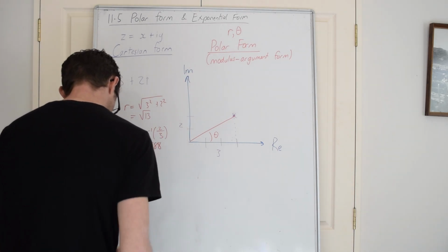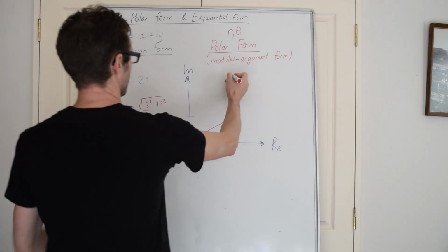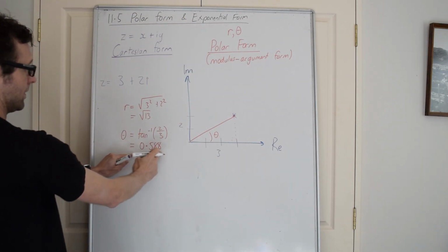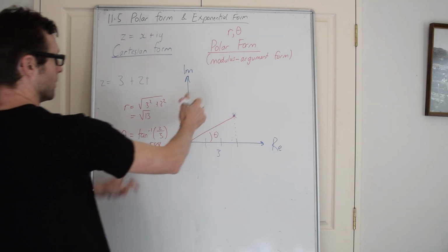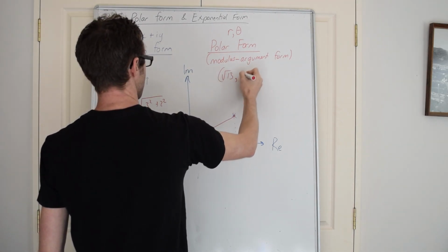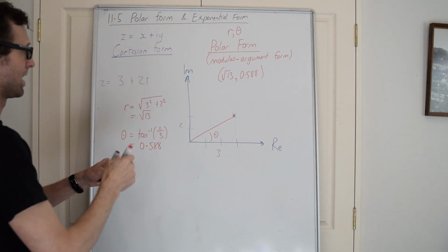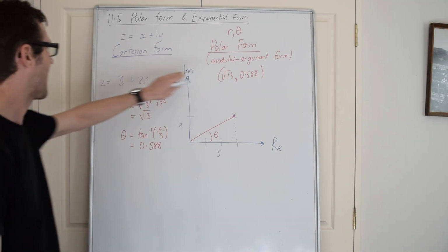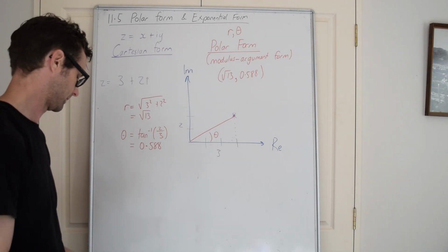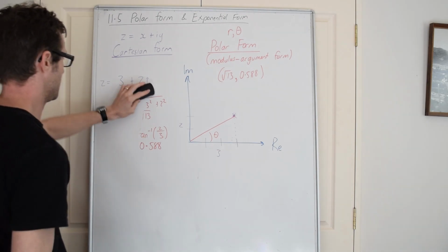Okay, so we could give this in polar form, or modulus argument form, so modulus, and then the argument is the angle. We would give it as square root 13, comma, 0.588. And this represents the same complex number. There's one other thing that we can say about all of this.